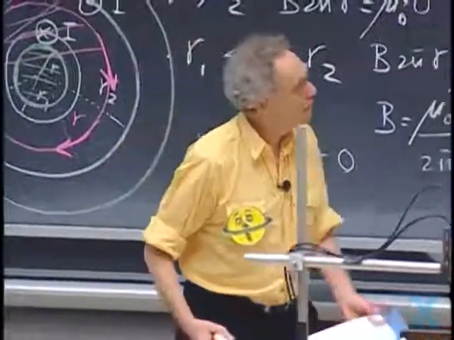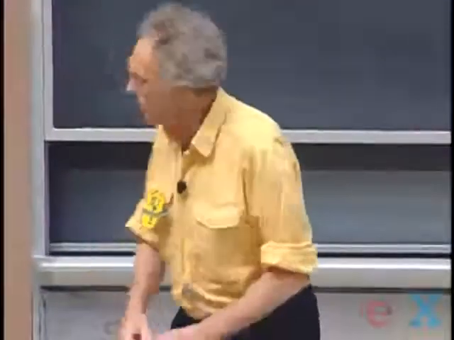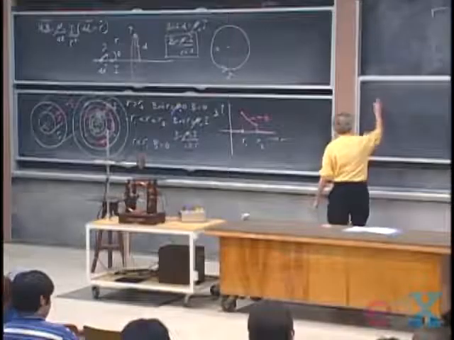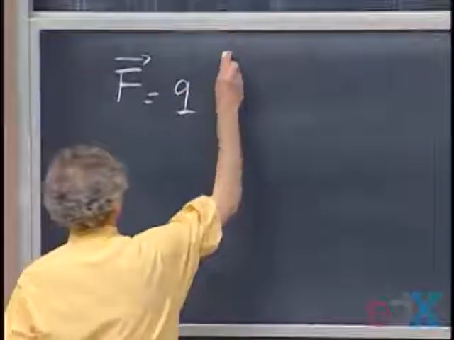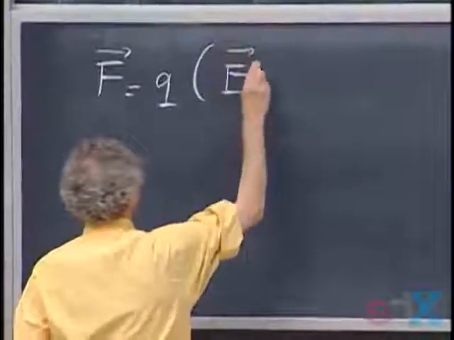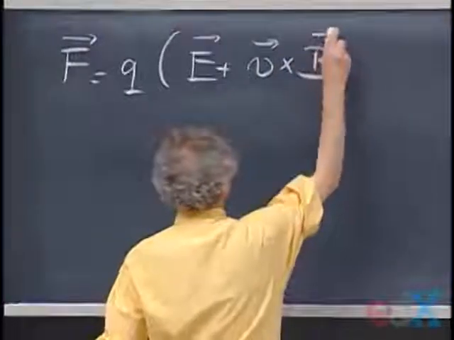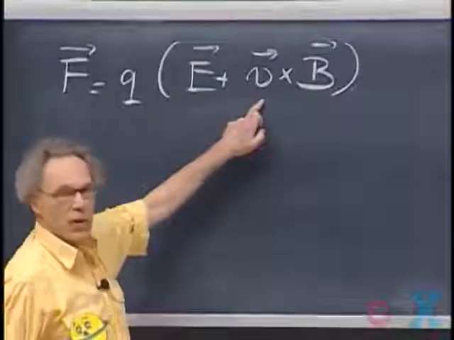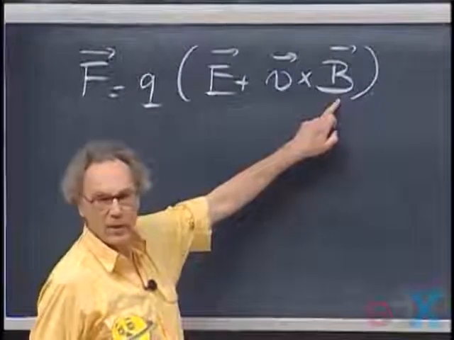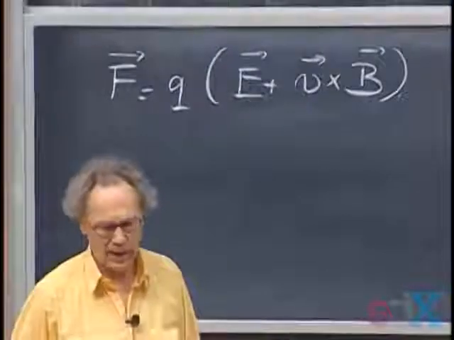So now, I want to turn to Lorentz forces. The Lorentz force, F, is Q times E plus V cross B. This is the charge which is moving with velocity V in a magnetic field B, and at the location of that charge there happens to be also an electric field E.